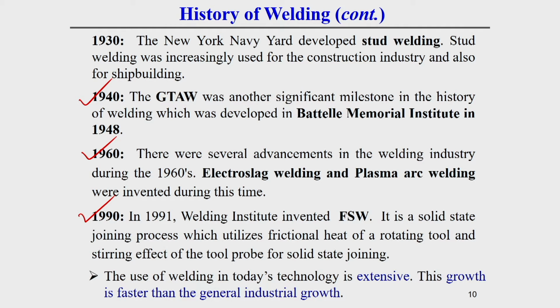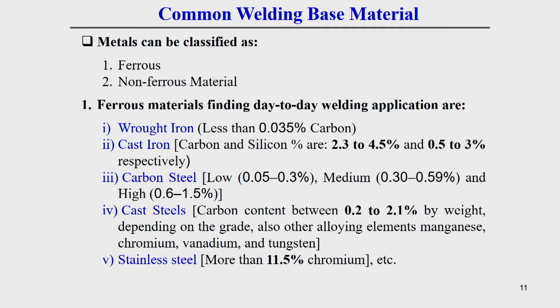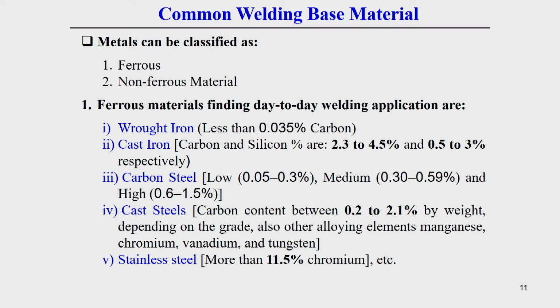The use of welding in today's technology is very extensive. The growth of welding technology is faster than the general industrial growth. Then the common welding base materials, that means the materials which are weldable, can be categorized into two different classes. One is ferrous and another one is non-ferrous material.